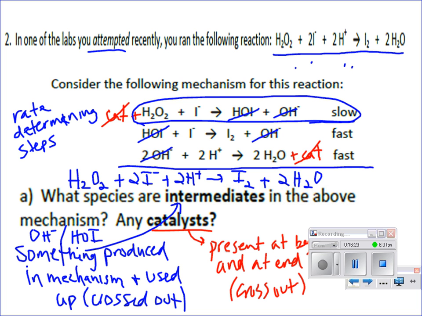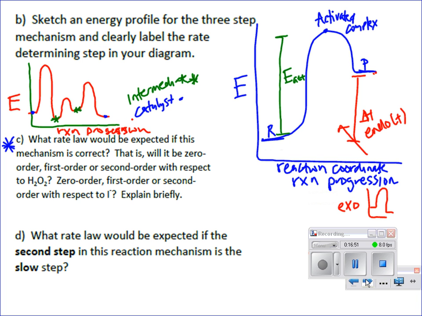How many molecules are slamming into each other in the slow step? 2. Since there's 2 molecules slamming into each other in the slow step, it is a second order reaction. First order with respect to H2O2, first order with respect to I-. Okay? So that's all order is. How many of those molecules are slamming into each other in the slow step of the mechanism? So to write out the rate law, it's simple. I can't find a K yet, a constant, because I've got no numerical values, and I'm aware of that.